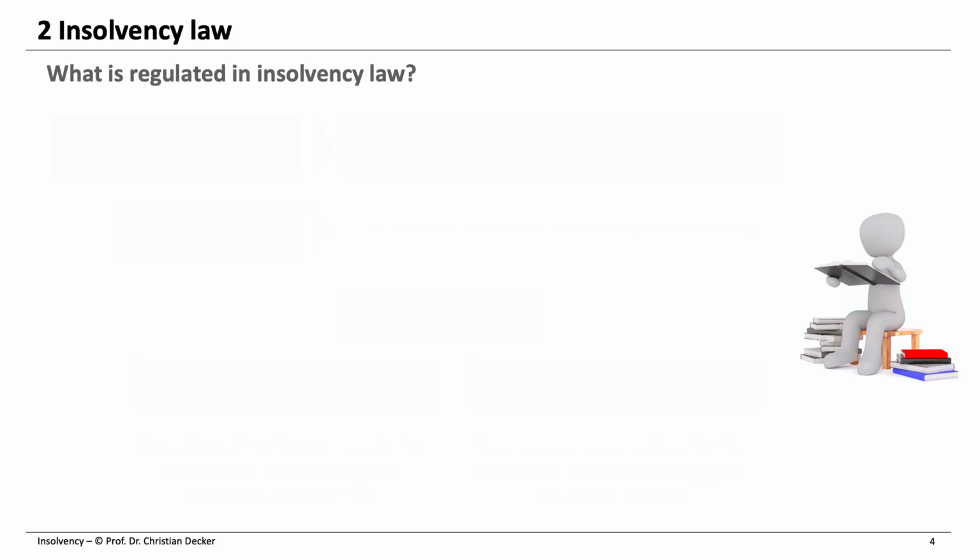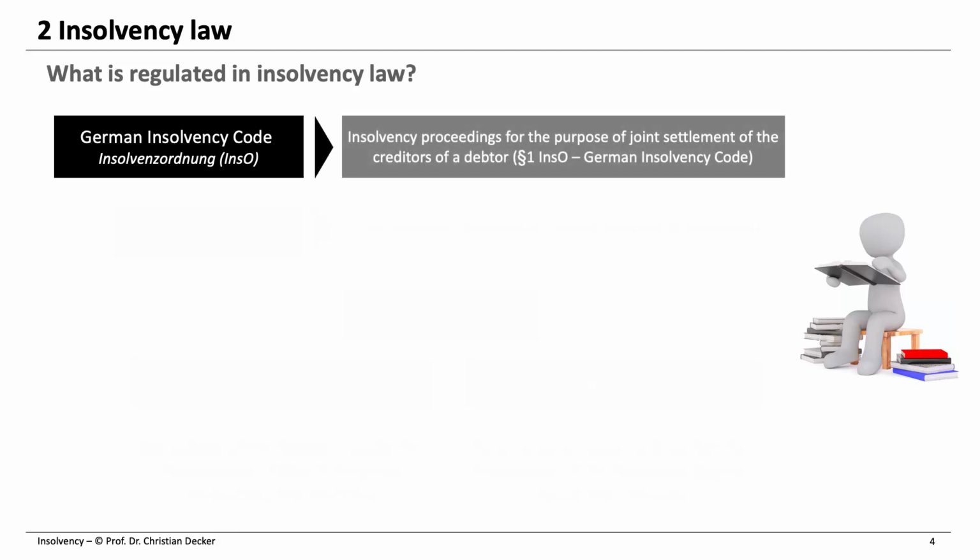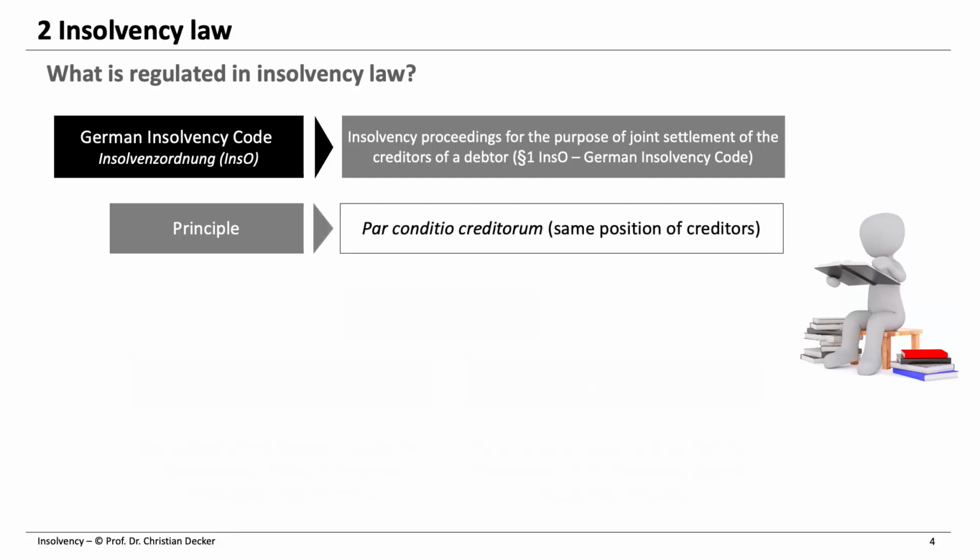What is regulated in insolvency law? In countries with developed legal systems, insolvencies are regulated in insolvency law. In the context of this unit, German insolvency law is used as an example. The central source of standards in German insolvency law is the German Insolvency Code, which regulates insolvency proceedings. It serves to jointly satisfy the creditors of a debtor. The principle of equal treatment of all creditors, also known in Latin as par conditio creditorum, is applied.